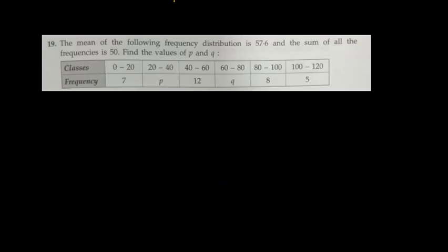The problem is: the mean of the following frequency distribution is 57.6 and the sum of all frequencies is 50. Okay, so two pieces of information are given, the sum of all frequencies and the mean, and two values are unknown. One is P and one is Q. Okay, so let us start solving the problem.